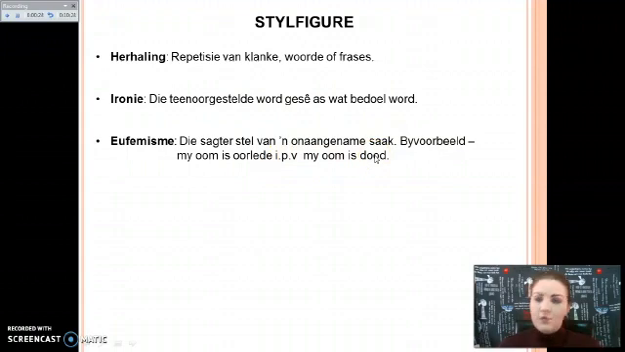Now, euphemism is when you say something in a polite, less harsh way. Instead of saying my uncle or my dog is dead, you say my dog passed away.